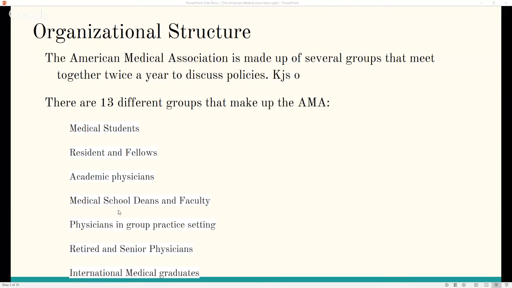Next slide. Okay. So the organizational structure: the American Medical Association is made up of several groups that meet together twice a year to discuss policies. I'm not sure if that must have been a typo on there. But there's 13 different groups that make up the AMA, so I just listed a couple.